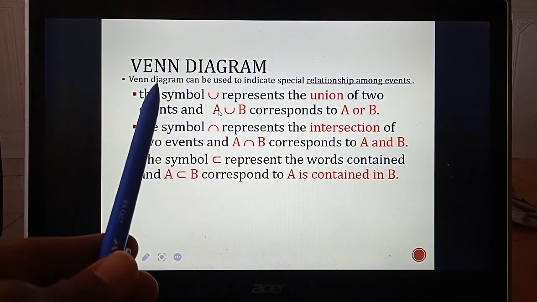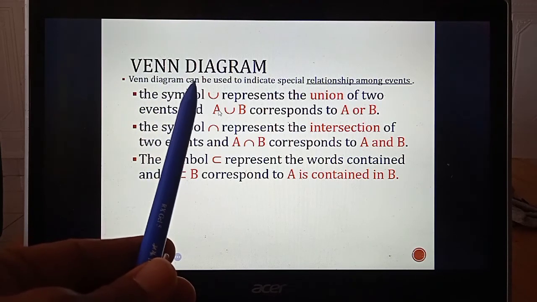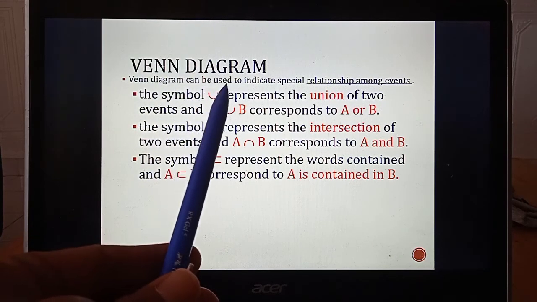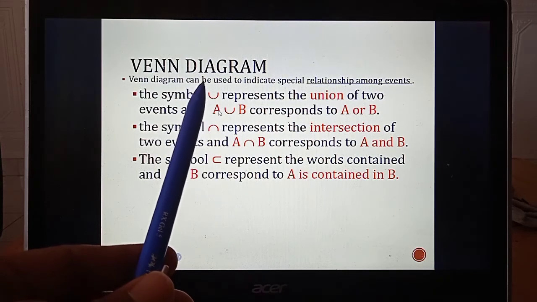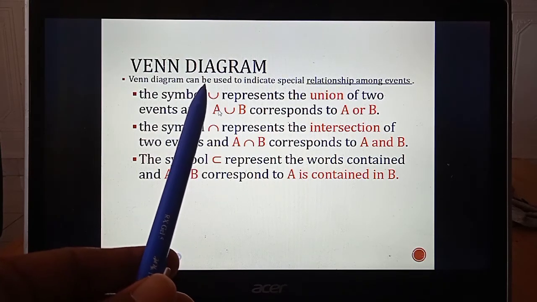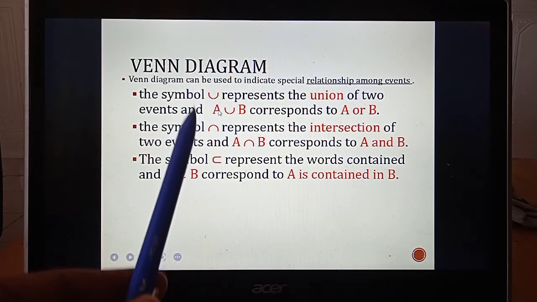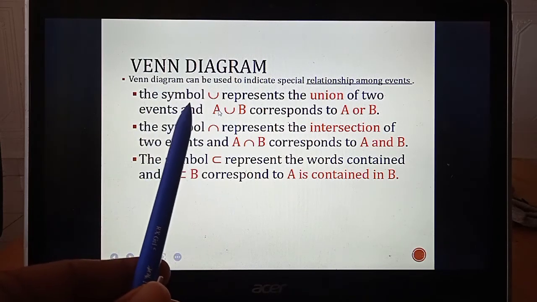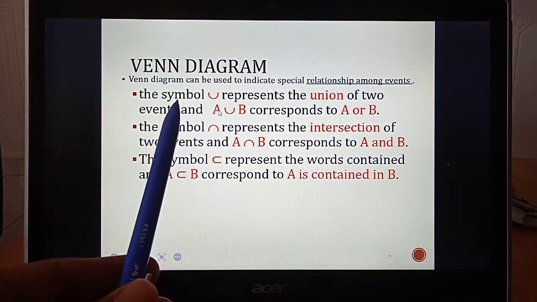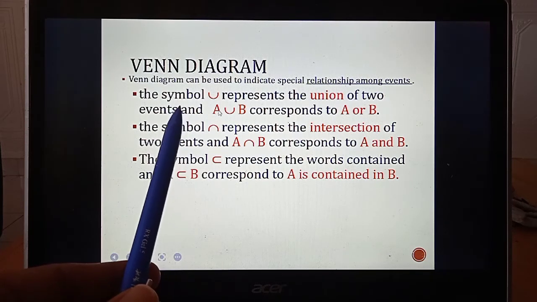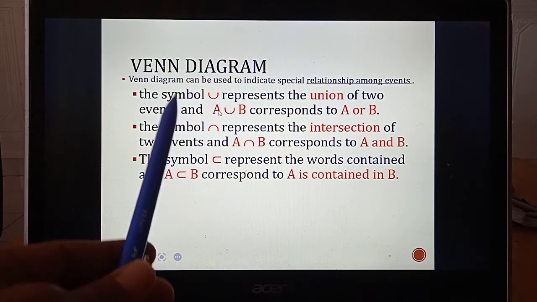Okay, Venn diagram can be used to indicate special relationship among events. Okay, so from the event diagram ni, kita boleh tengok hubungan di antara satu event dengan event yang lain yang terdapat di dalam sample space. So, a few symbols will be used in the Venn diagram to facilitate the understanding of the relationship among events.